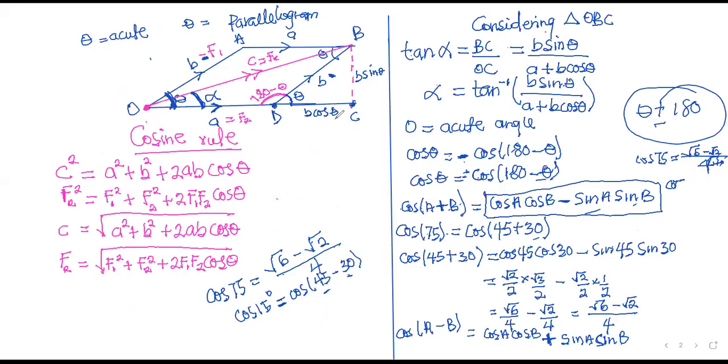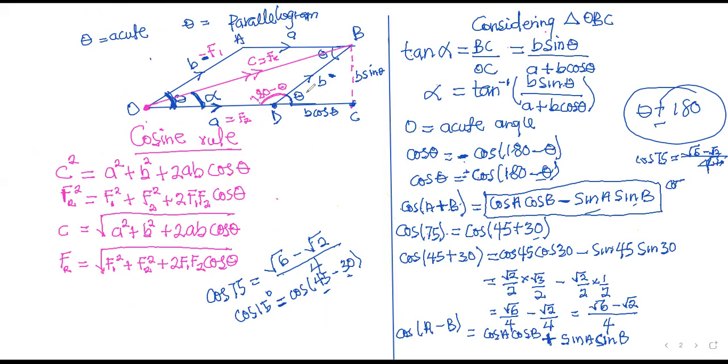Let's go back to our drawing. B and this B are parallel, and parallel vectors have the same slope. So if this is theta, this must also be theta. Okay, and so this is 180 minus theta.